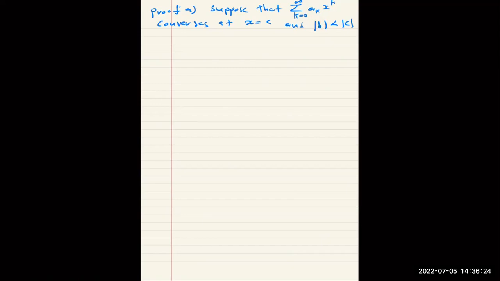Okay. All right. To prove that, I'm going to make some observations. What do we mean by this series converges at c? We are assuming that this power series converges at x equals c. That means this series converges. This statement implies that the sum from k equals 0 to infinity of a_k c to the power k converges.